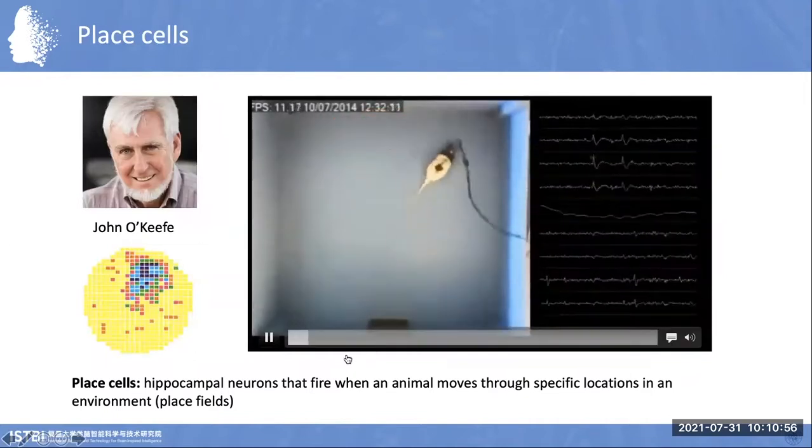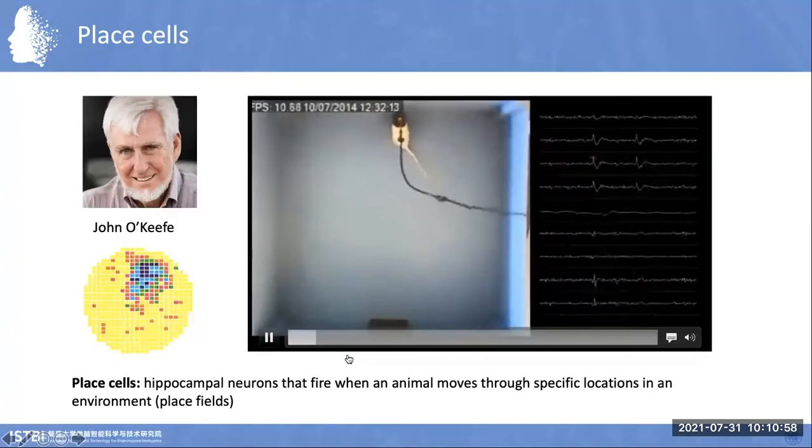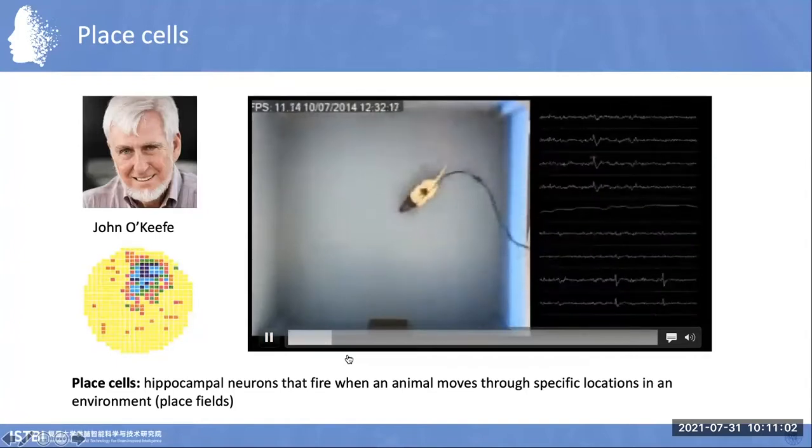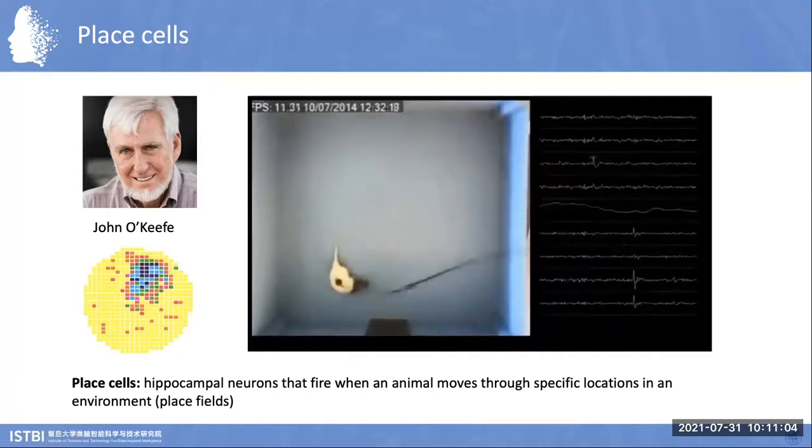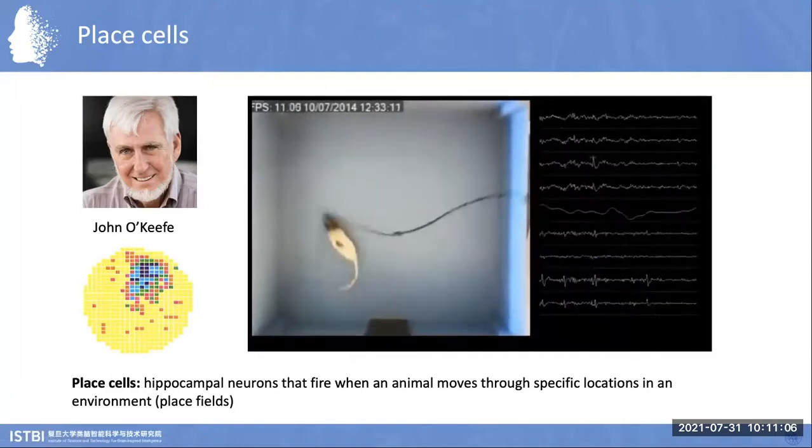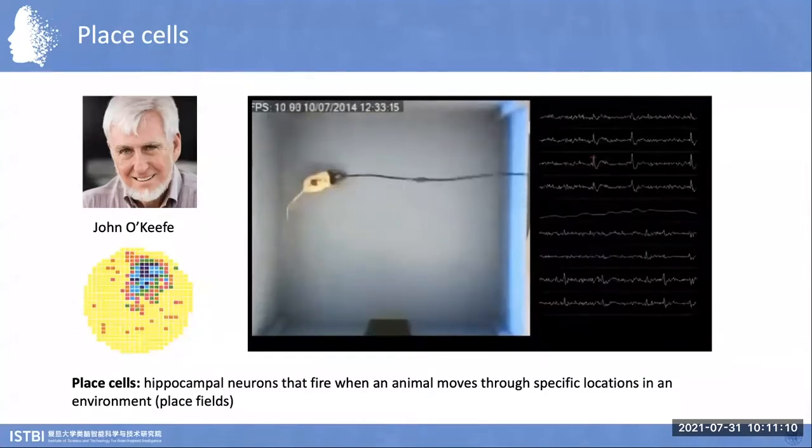So what you will hear is the direct recording of the firing pattern of a hippocampal neuron that largely respond when the animal is moving through a particular location within the maze. So in other words, the neuron's firing field.